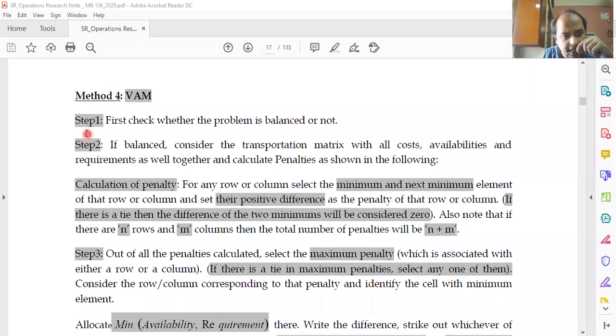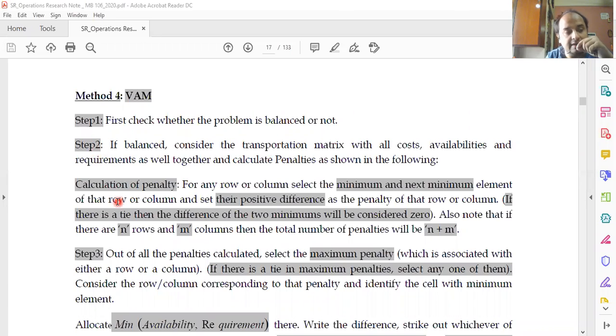So the first step of Vogel's approximation method, just like its counterparts, is that we have to check whether the transportation problem is balanced or not. And by balancing transportation problem, I mean that the total of the availabilities on the right hand side and the total of the requirements below must be same. If they are not same, the transportation problem is unbalanced.